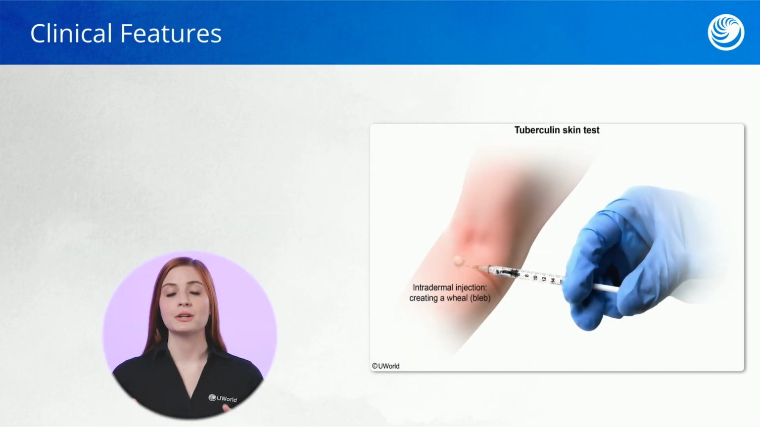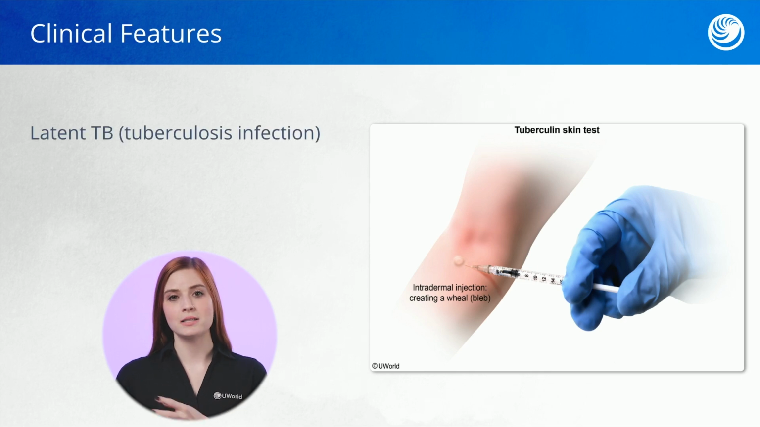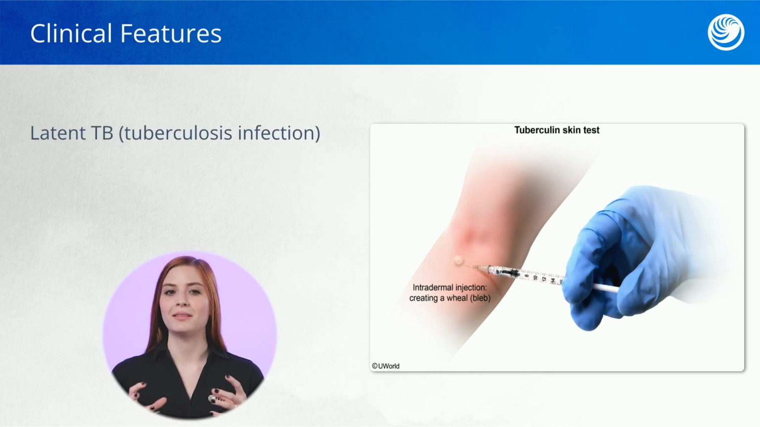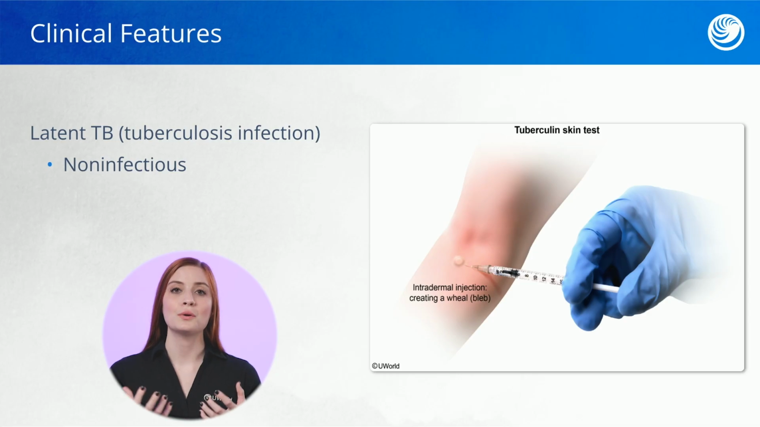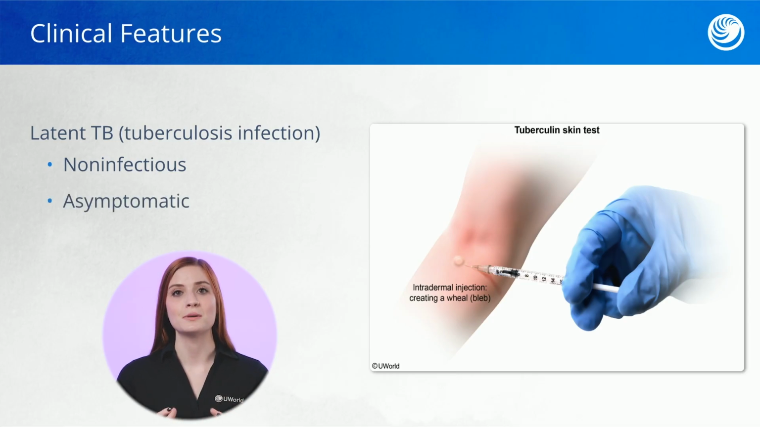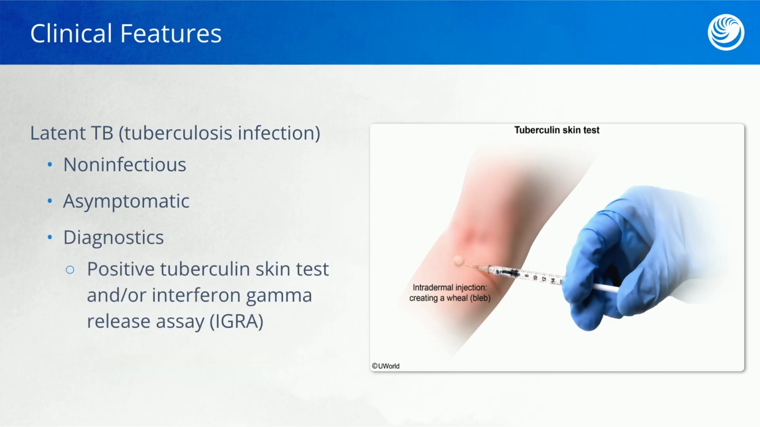As I mentioned earlier, clients infected with tuberculosis can have either latent or active TB. Let's start first with latent. Latent is a non-infectious form of TB. Remember, there is a fence that the body builds around the bacteria, so it's not going to spread anywhere or cause any symptoms. This means these clients will have no symptoms and not be able to transmit it to anyone else. Latent TB will be diagnosed through a positive tuberculin skin test or a positive interferon gamma release assay.